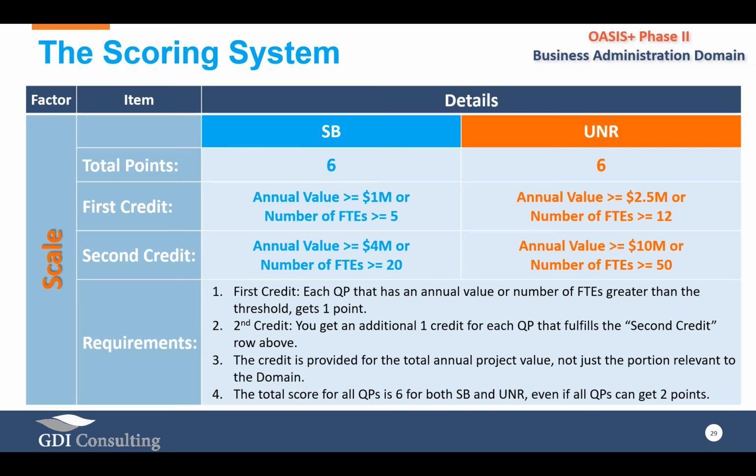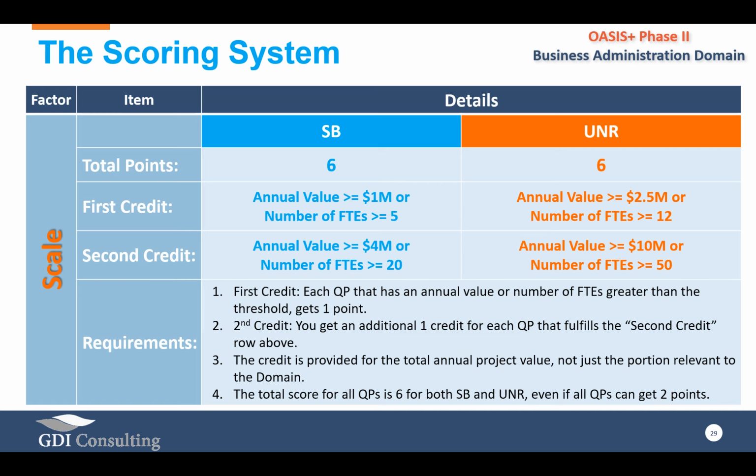Remember, the minimum value was 500K. That was a minimum. You didn't get extra points for it, but you get an extra point if the annual value is 1 million instead of 500K. Okay, now you get a second point for each QP if the annual value is greater than or equal to $4 million. This is the second point. So you already have that 1 point for $1 million.